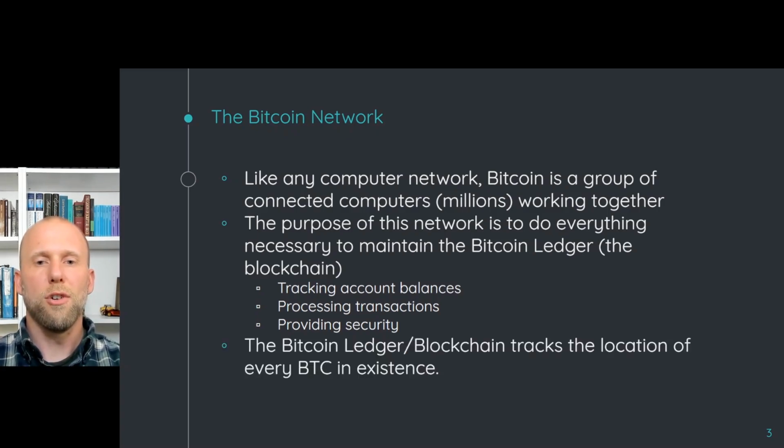The Bitcoin ledger or blockchain tracks the location of every single Bitcoin in existence. Okay, it knows where every single one is because Bitcoin only exists on the Bitcoin network. So again, to recap, the Bitcoin network is all of the computers that are contributing to the Bitcoin system in order to maintain the Bitcoin ledger that tells exactly where all the Bitcoin in existence are, who owns how many Bitcoin.